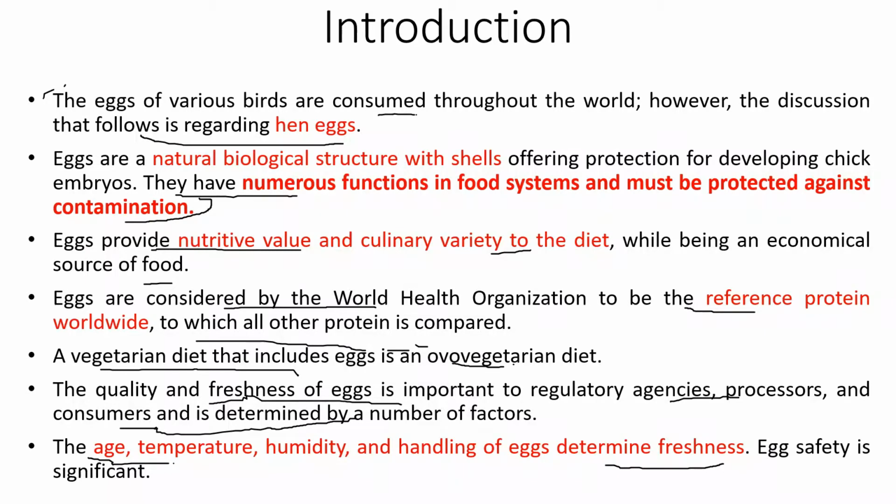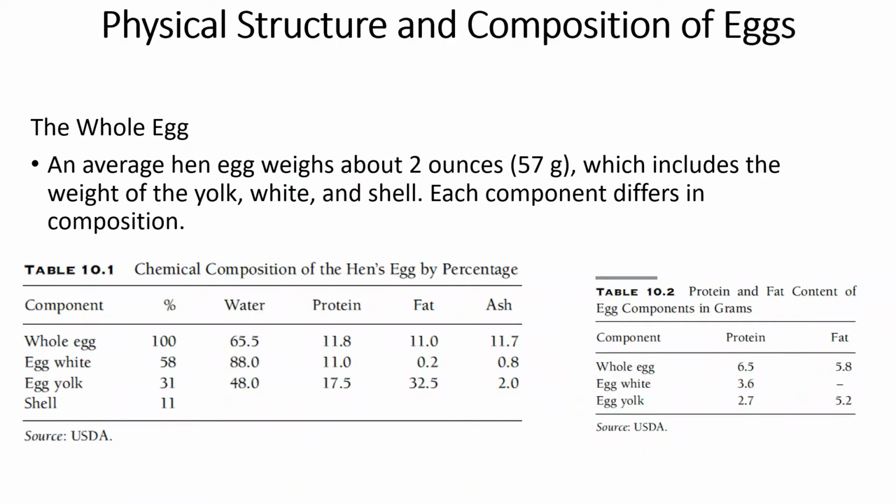So these are some of the components of eggs, as we generally all know. Moving on to the interior, what we should also know: the physical structure of eggs and the composition of egg. The whole egg or average egg weighs about 2 ounces or about 57 grams, which includes the weight of the yolk, white and the shell. And each component differs in composition.